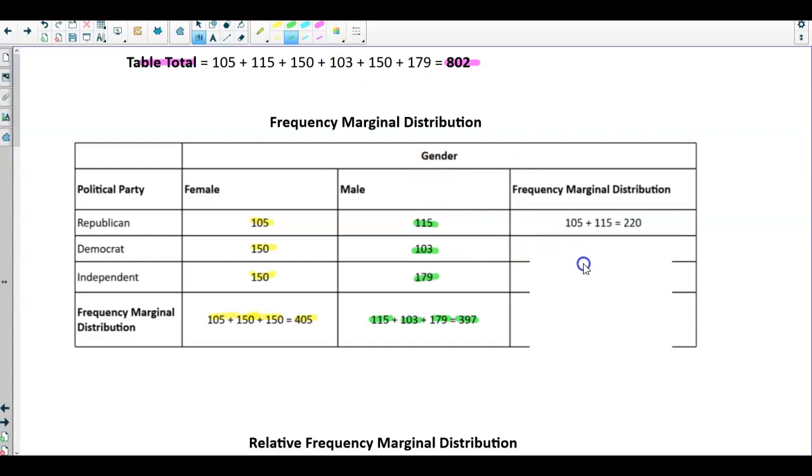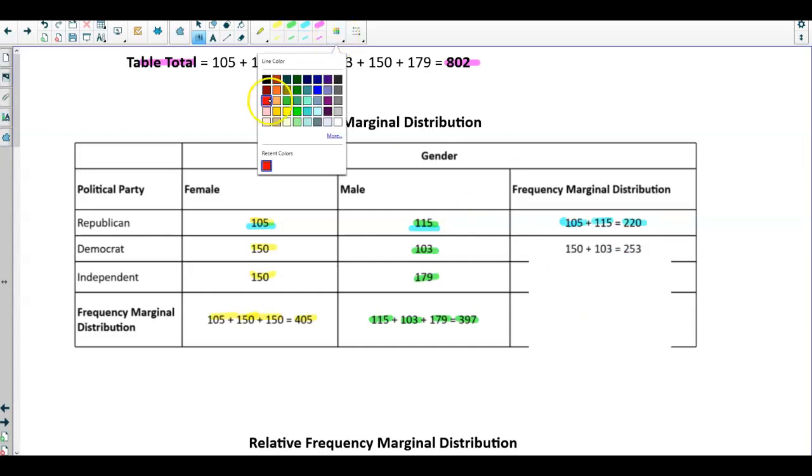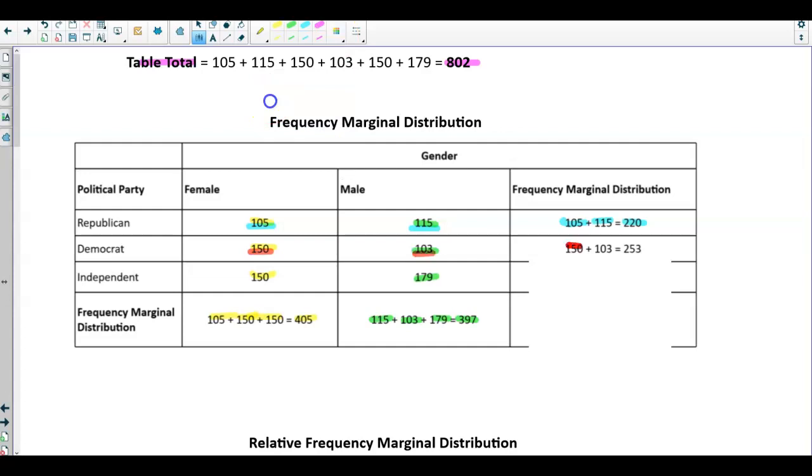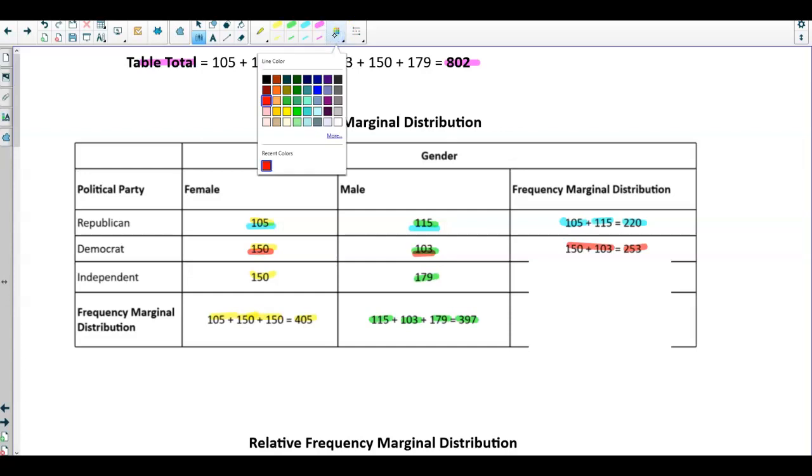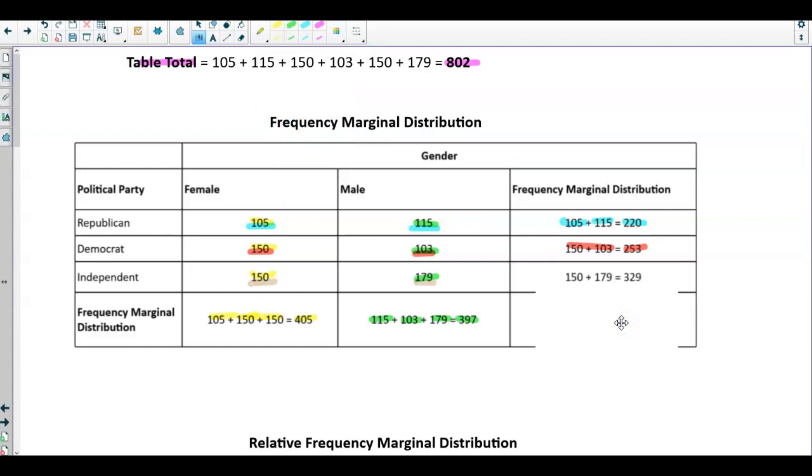Next, we're going to add across using the rows. So we're going to add the 105 with 115. When we add those together, it gives us a total of 220. Next, we're going to take 150 plus 103, and that gives us 253. And then we're going to take 150 plus 179, which is going to give us 329.